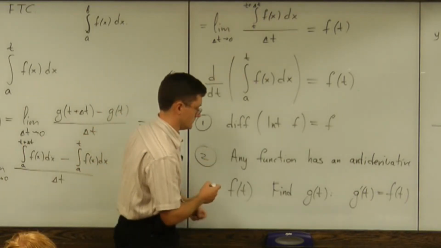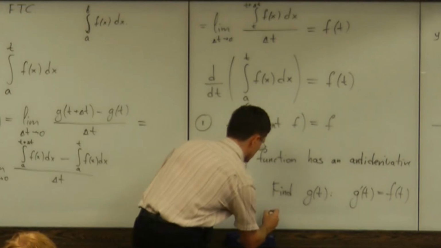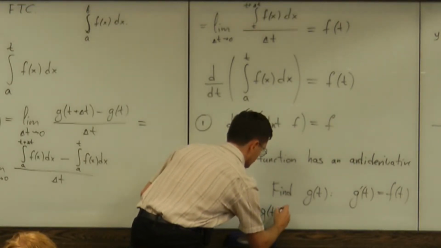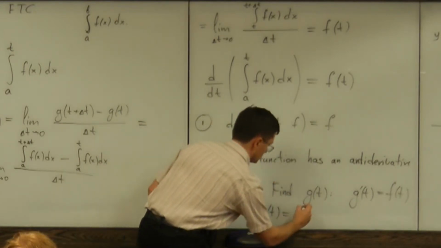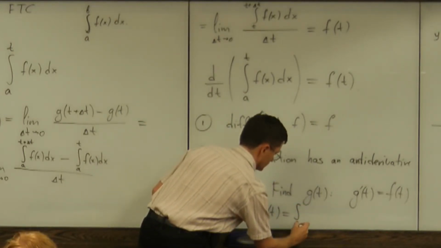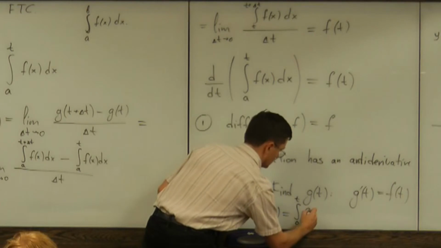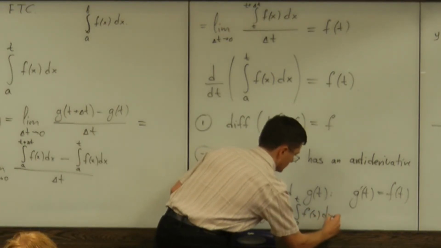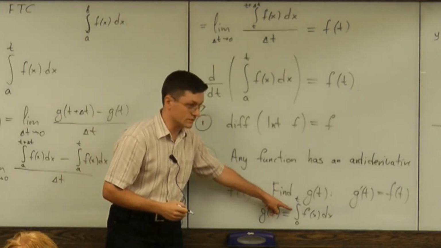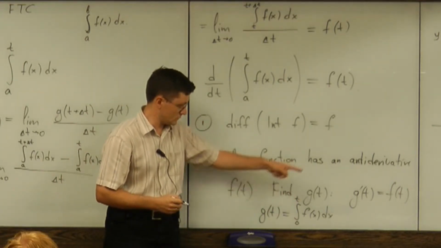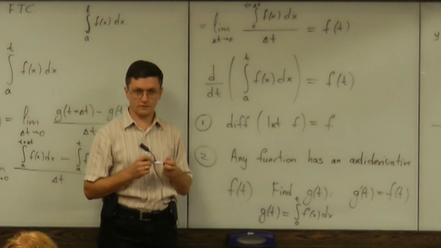Right? You have to put g of t to be what? An integral from, let's say, 0 to t of f of x dx. And then derivative of this function with respect to t will exactly be f of t.